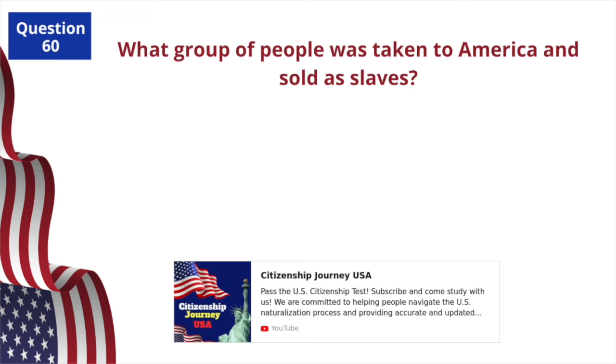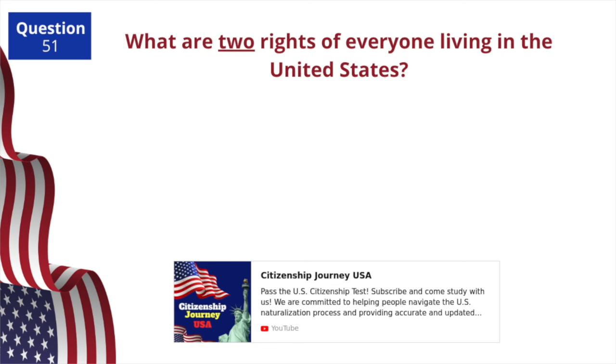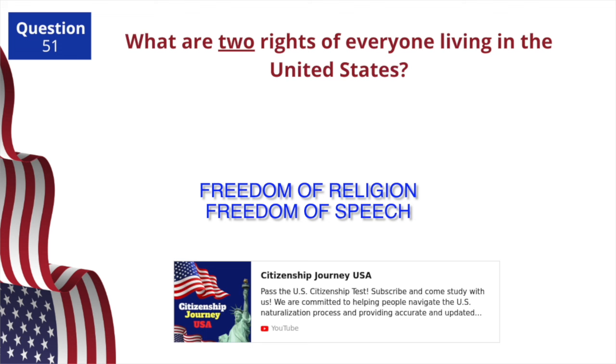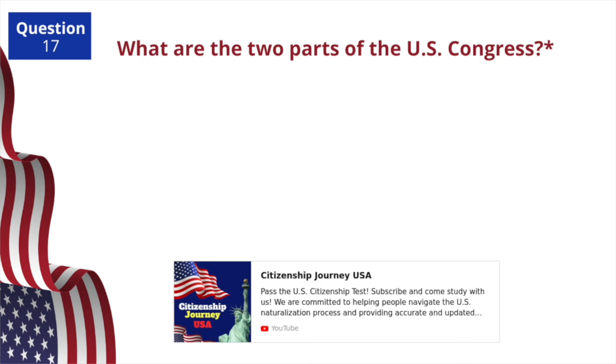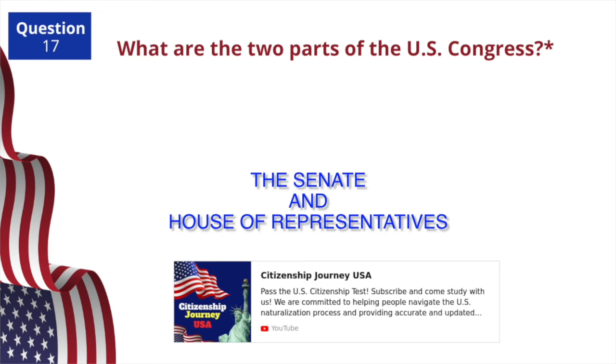What group of people was taken to America and sold as slaves? Africans. What are two rights of everyone living in the United States? Freedom of religion, freedom of speech. What are the two parts of the U.S. Congress? The Senate and House of Representatives.